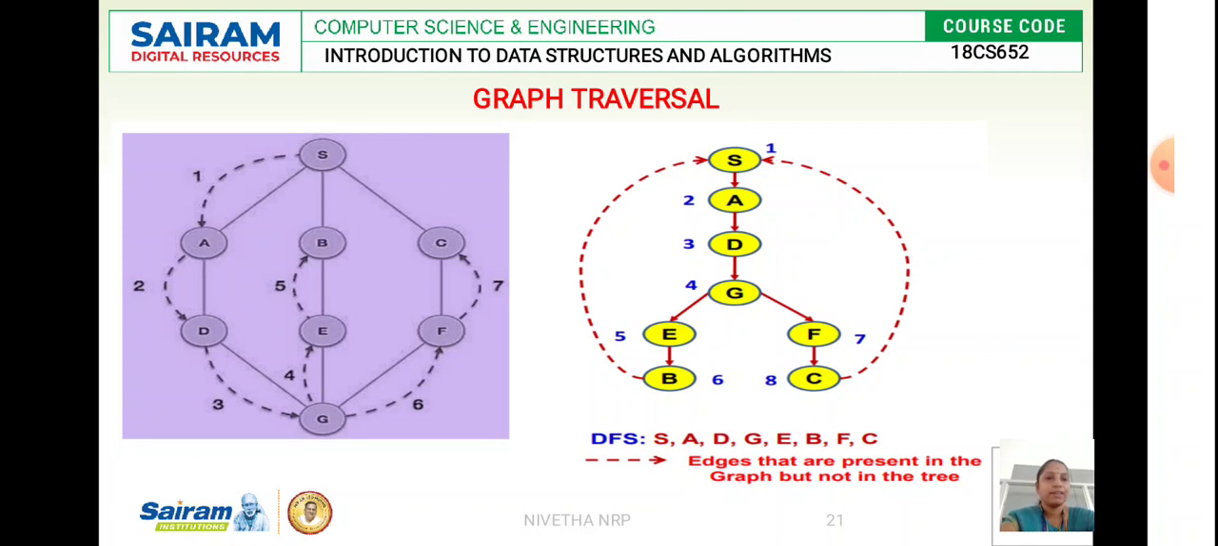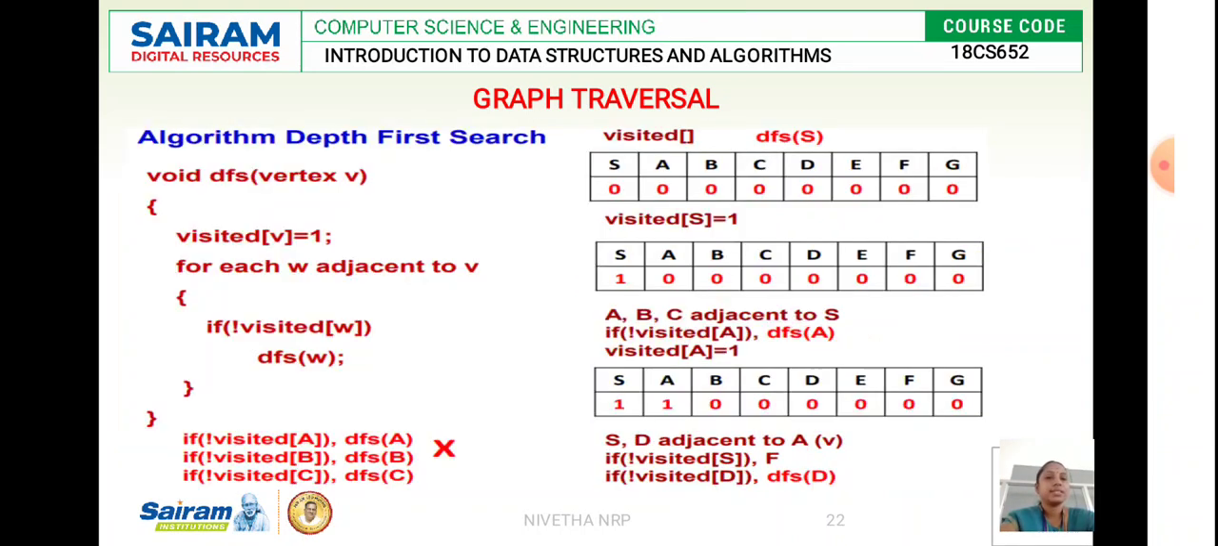So how do we traverse here? S to A to D, D to G, G to E, E to B. Again, since G has further branches, the other right subtree is G to F, F to C. The algorithm for depth first search is this: void DFS(vertex V). Visited nodes you mark as 1, and you check the adjacent nodes. Each node is compared with the adjacent node, and we mark that node as visited.